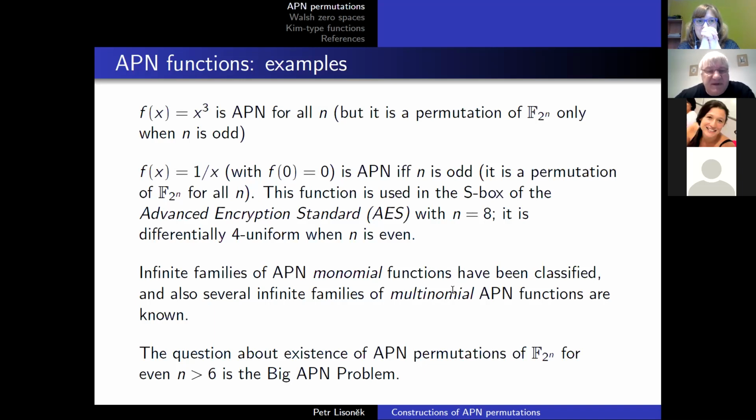Turns out the question is very different depending on the parity of n. So as you can see just from the first slide, first line, in all dimensions, the answer is easy. Obviously, we do have these APN permutations. But in the even dimension, the question is much harder and it's unresolved for even dimensions greater than 6.